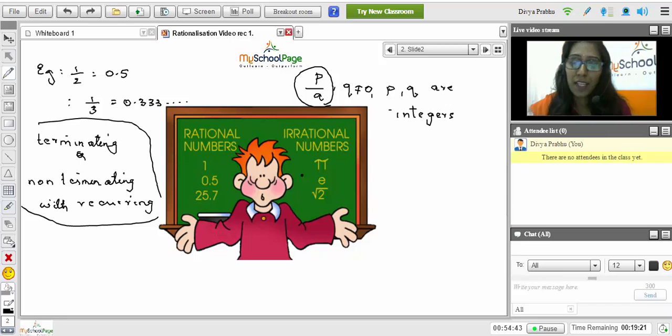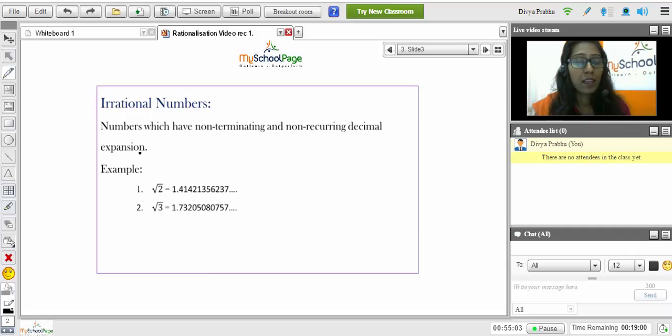Whereas coming to irrational numbers, any guesses? Looking at this we can make guesses. They will obviously be non-terminating, but also non-recurring. That means the decimal expansion has no repeating pattern. Numbers which have non-terminating and non-recurring decimal expansions are nothing but irrational numbers.